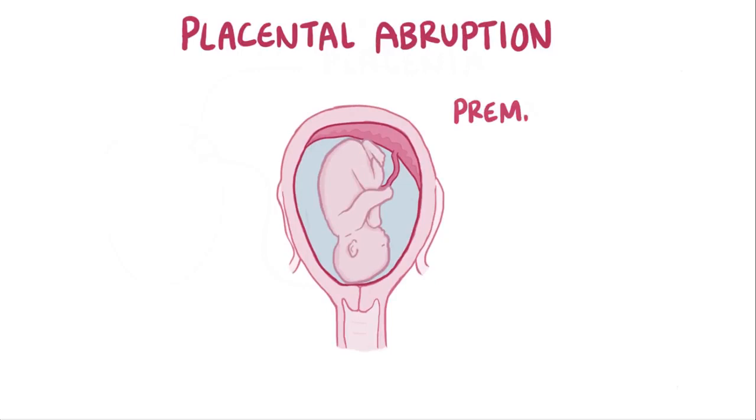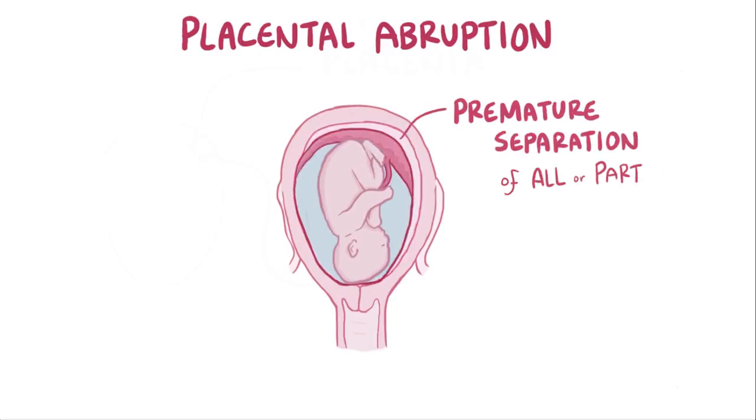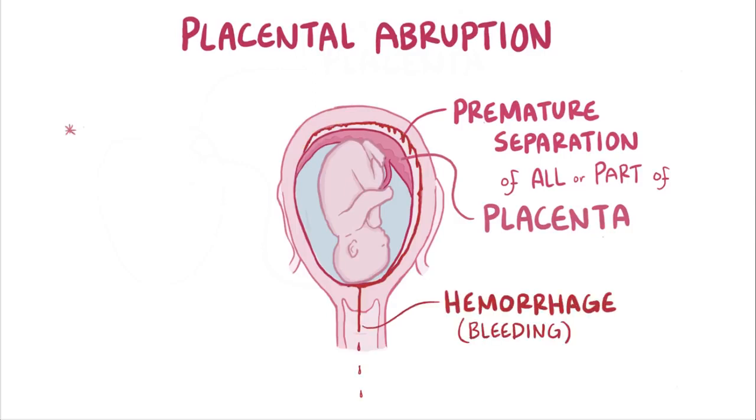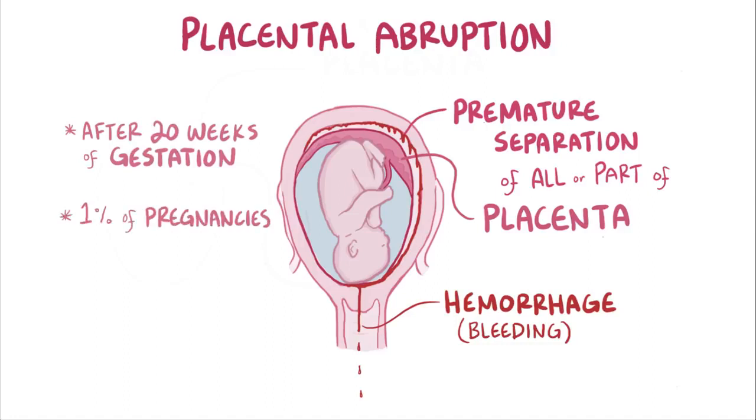Placental abruption is the premature separation of all or even just a part of the placenta from the uterine wall, resulting in hemorrhage or bleeding. This usually happens after 20 weeks of gestation and affects about 1% of pregnancies worldwide.